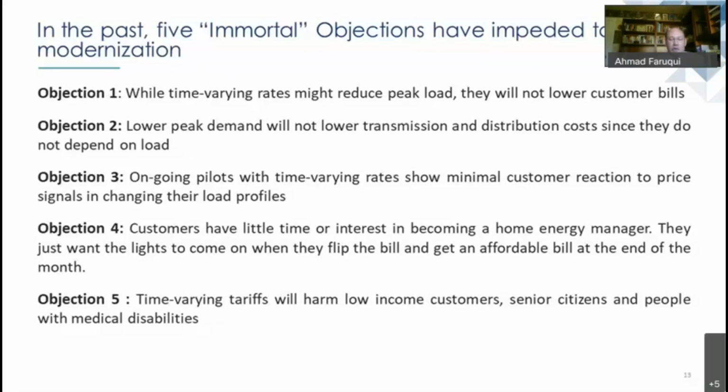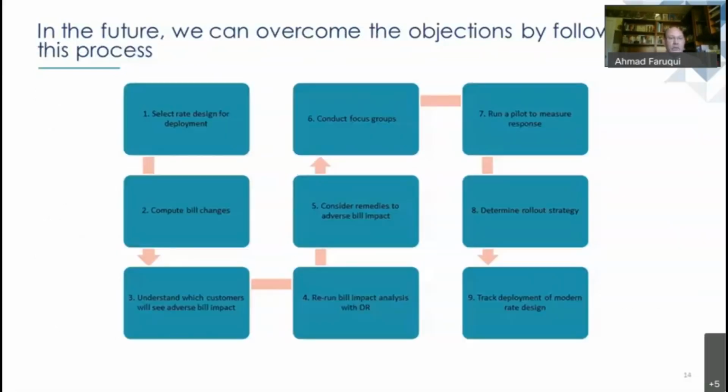Time-varying tariffs will harm low-income customers, senior citizens, and people with medical disabilities. Well, that was put to the test most recently in the Maryland pilots that 3 utilities carried out. This issue was a very important issue, and there were 2 tracks that each utility had, one for low and moderate income customers and one for non-LMI customers, and the results were encouraging in both tracks. So the argument that they will not work for low and moderate income customers has yet again been shown to be false. So how do we get to the future?